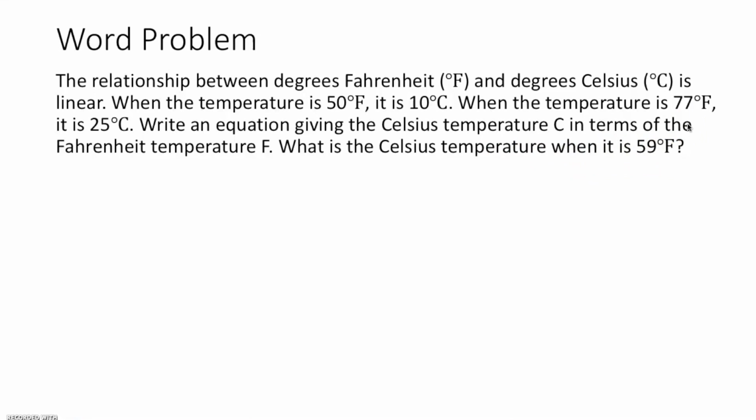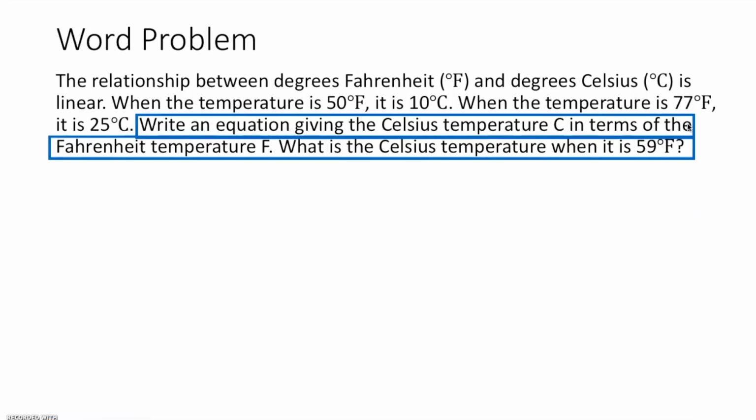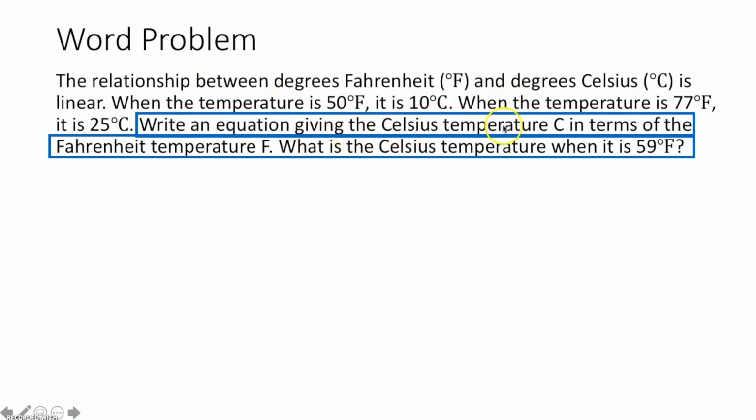Okay, word problem. So step 1, we're not scared. Step 2, what is this question asking us? It's asking to write an equation giving the Celsius temperature C in terms of the Fahrenheit temperature F, meaning that C, the Celsius temperature, is going to be your new dependent variable, your new Y, and F, the Fahrenheit temperature, is going to be your new independent variable, your new X. And we need to write an equation giving Celsius in terms of Fahrenheit. So C equals, and then something times or added to F.